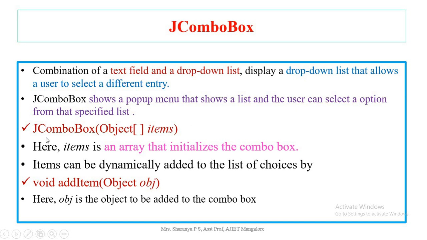And next, if we have not added items at the initial stage, and in a later stage we want to add a few more items to this JComboBox, it is also possible by using the method addItem. Here we can pass the object which we want to add to the combo box.